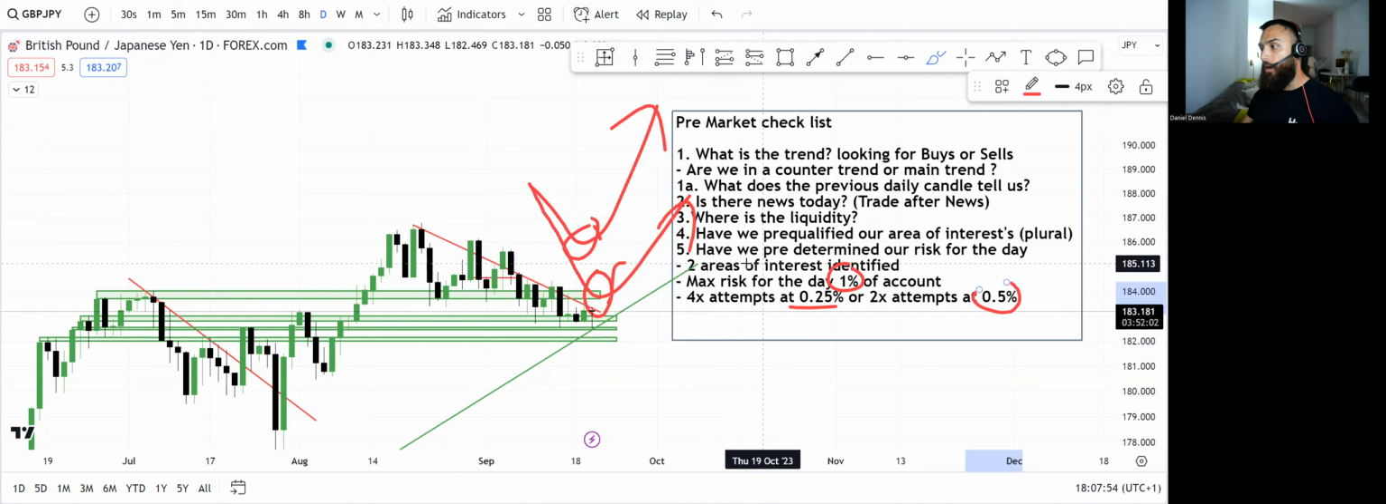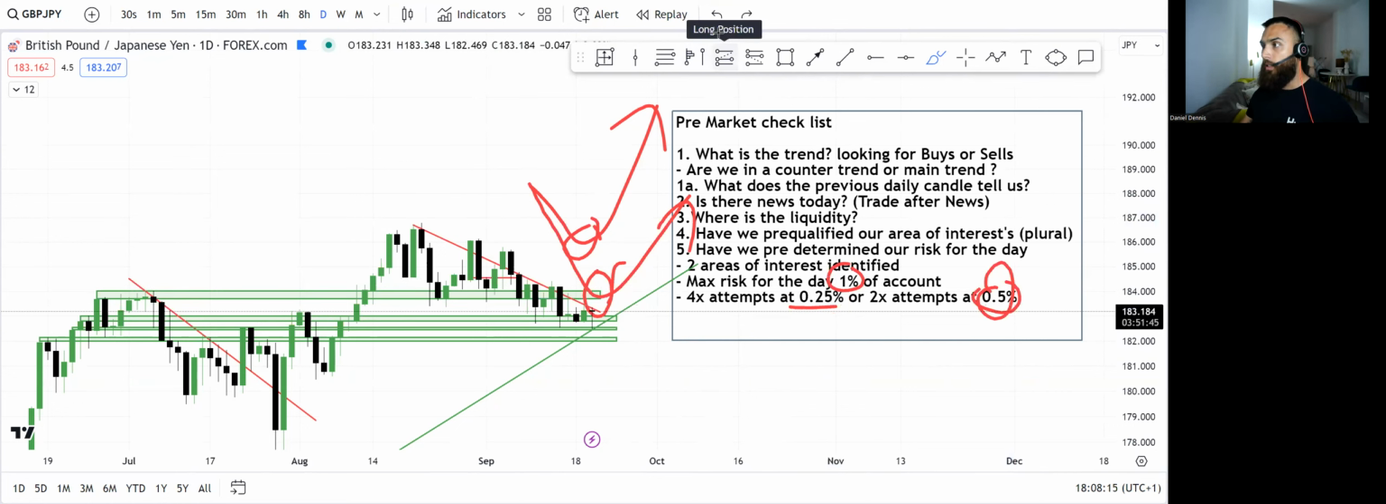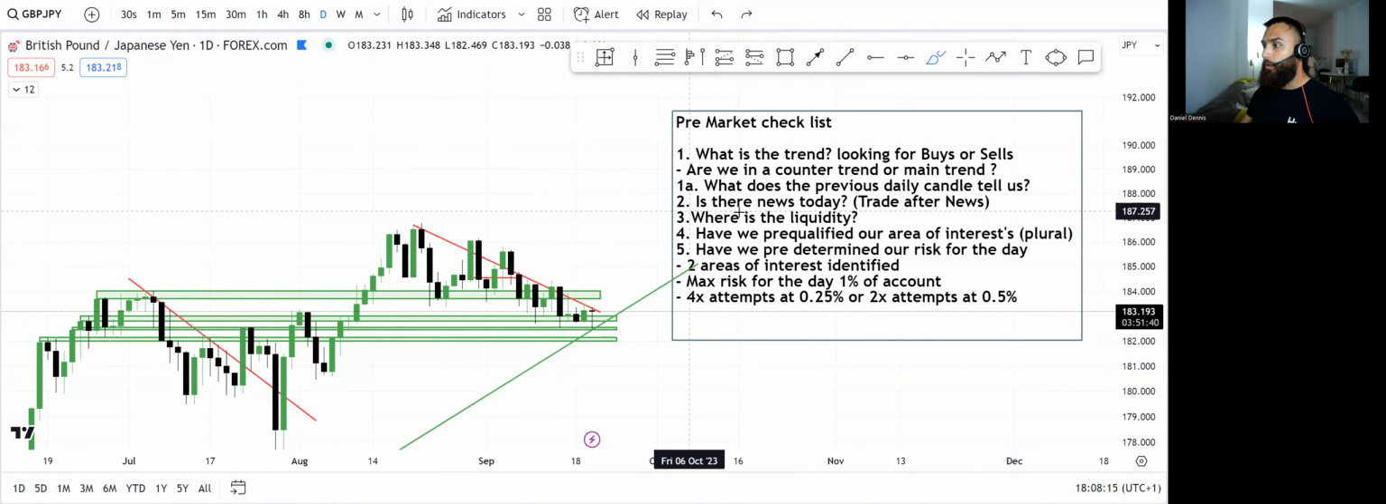And then obviously I'll calculate my predetermined risk for what I think could happen. So if I think there's 5 places that this potential trade could happen, I'm not going to be using 0.5% per attempt. I'm going to be keeping it quite small per attempt. So it'll be 0.25%. Right. So these are some of the pre-market things I go through. Also news. Sorry, I missed that one out. News.